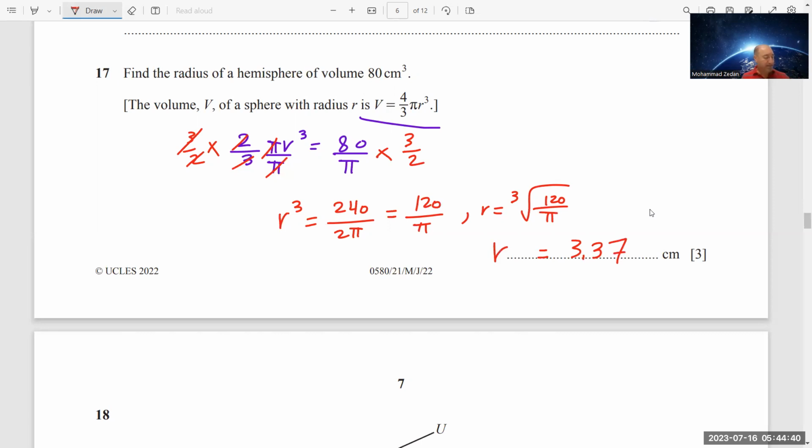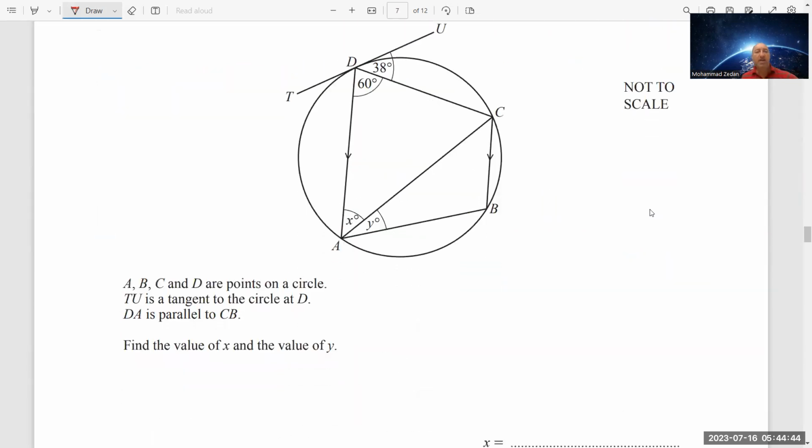Okay. Next question is geometry about circle theorems. I have TU as a tangent, making an angle of tangency 38. As you know, this angle of tangency equals the angle opposite this chord, so this is 38 also. As you see, ABCD is a cyclic quadrilateral. Opposite angles add up to 180, so these two angles have a sum of 180. So this is 120.